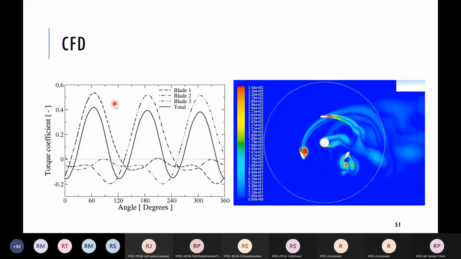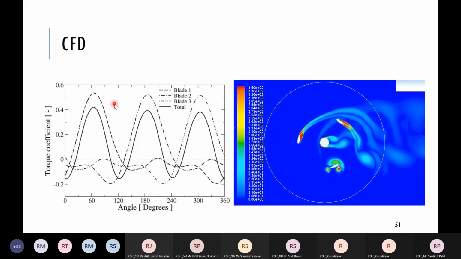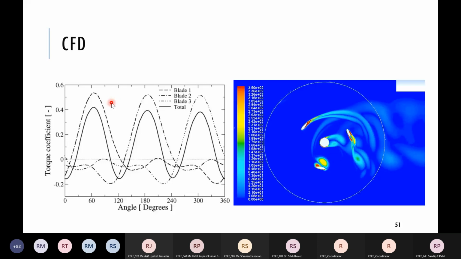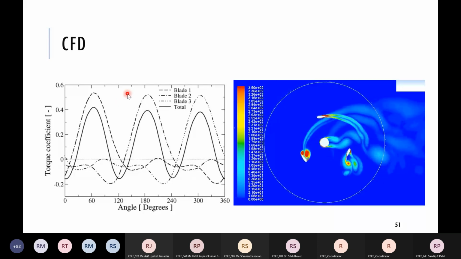Oh, am I audible still? Yes, sir. Okay. I'm asking because I'm running through mobile, and whenever some call occurs, the network may get tampered. Fine. So this is what you get.